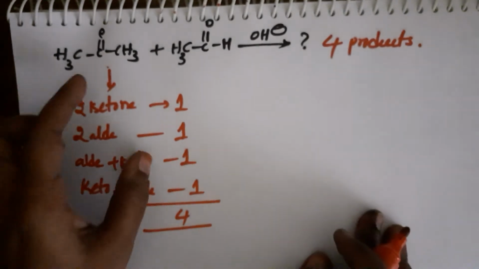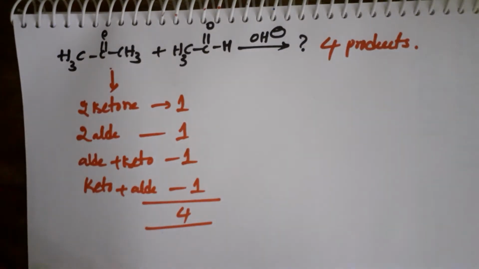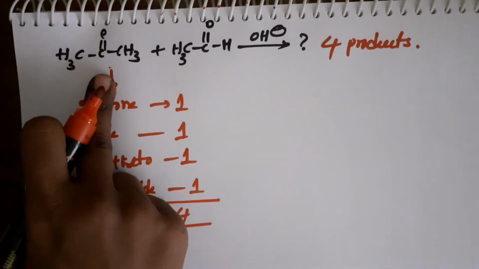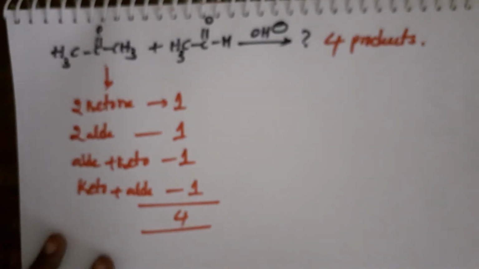Okay, if we are taking two different compounds, like two different aldehydes, two different ketones, or maybe one aldehyde and one ketone, as in this example, where one is a ketone and one is an aldehyde, we'll get four different products like this. Write down the products simply.